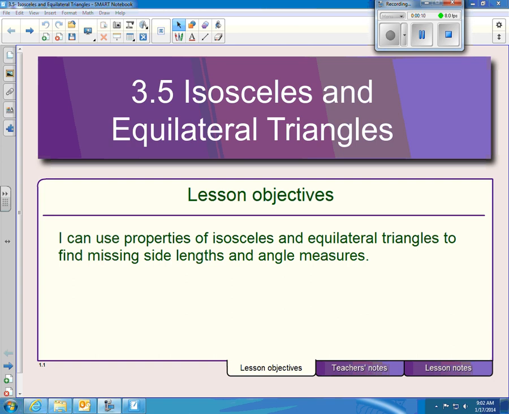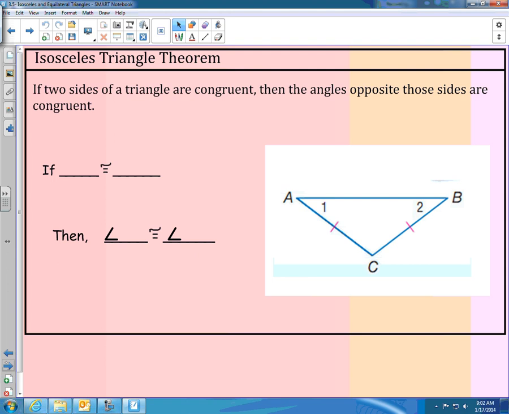Our learning target today is: I can use properties of isosceles and equilateral triangles to find the missing side lengths and angle measures. So first we need to talk about some definitions.